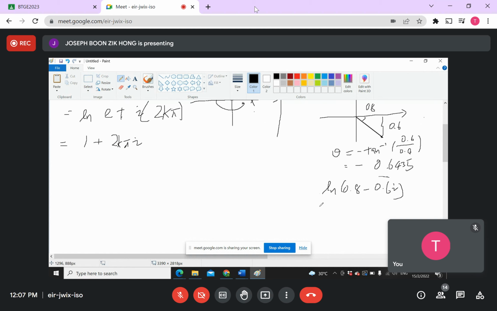So that means this one will be equal to ln of, okay, we have to find out what is the magnitude also. Magnitude will be 0.8 square plus 0.6 square and then square root answer. So it will be 1. So it's ln 1, and then plus, because it's minus, so it becomes minus i of 0.6435. Ln 1 should give you 0.